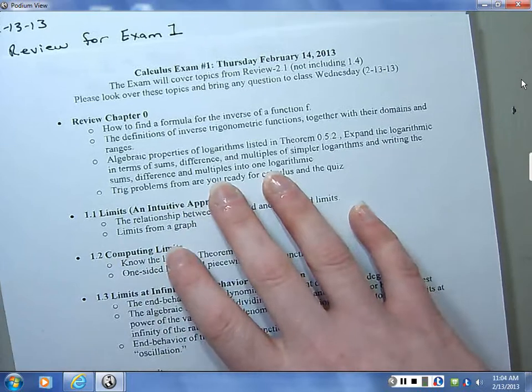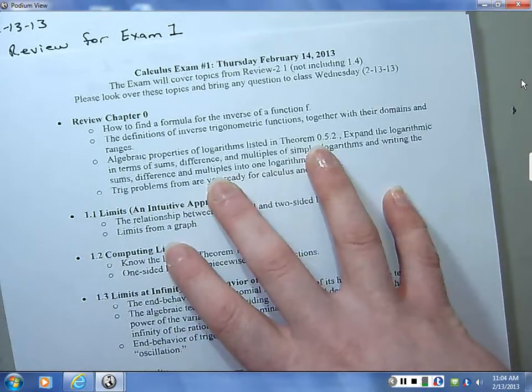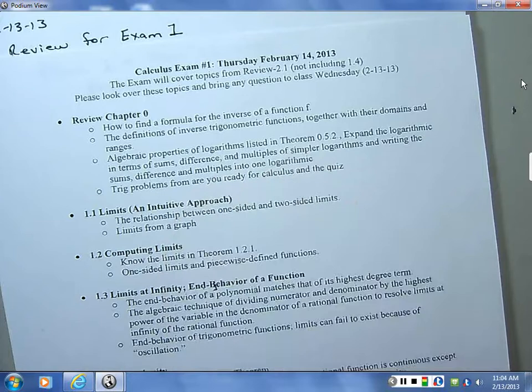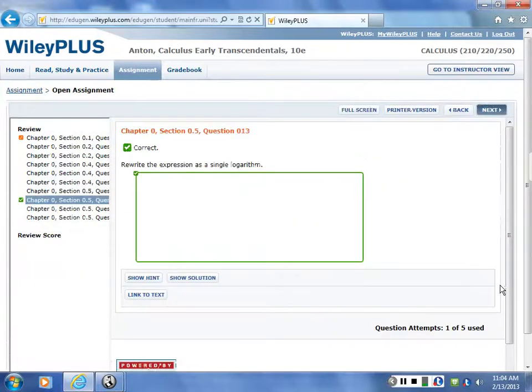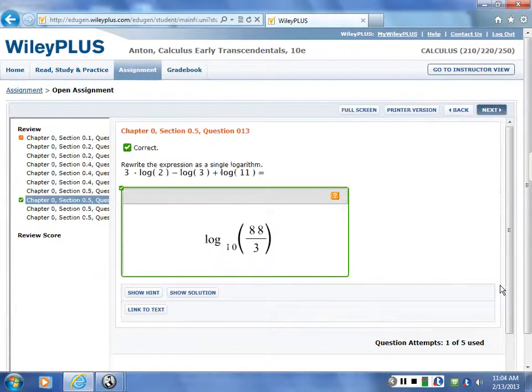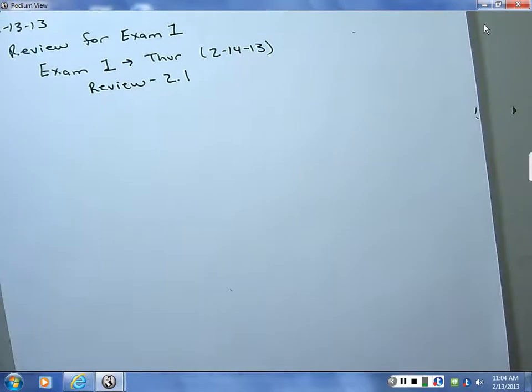Algebraic properties of logs listed in Theorem 0.5.2. The sum of logs, the difference of logs, the product of logs. If you think of Wiley's, you guys did the homework over this. I might have an expanded log and ask you to simplify it into 1 log. I might have 1 log and ask you to expand it. So we didn't really do an example. We didn't spend too much time on this. So I'm going to do an example in class of the log question that potentially might show up.